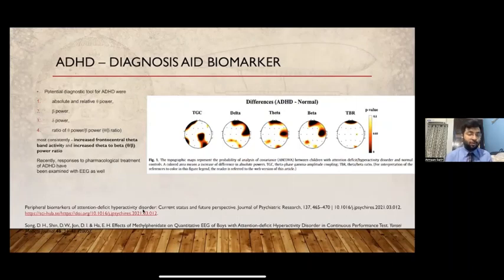Eventually, when it was noted that theta power is increased and beta power is decreased, scientists came up with a theta to beta ratio, which was the first marker used for ADHD. This theta to beta ratio was found to be increased in patients of ADHD. This topographical heat map also represents the same. There's an increased theta power in ADHD patients and a decreased beta power, leading to an overall increase in theta to beta ratio.